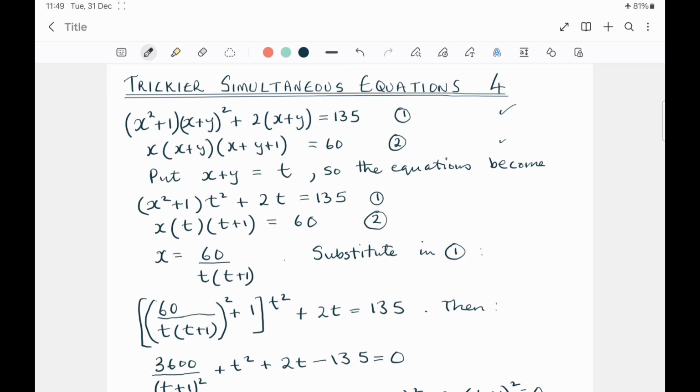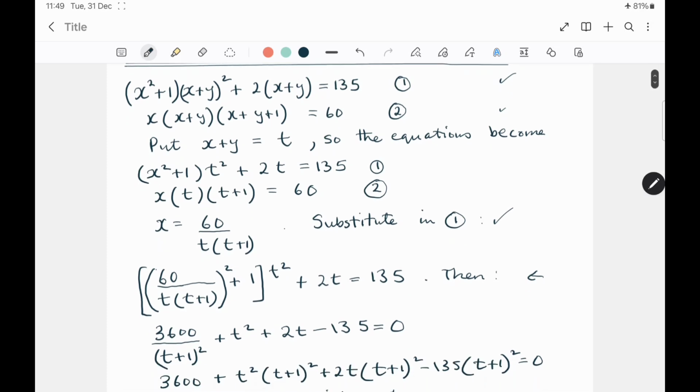Okay, so now from equation 2, we can get x equal to 60 over t times (t plus 1). And we now substitute that into the first equation. So we get this expression here, which is (60 over t times (t plus 1)) all squared plus 1, and all that is multiplied by t squared, then plus 2t equals 135.